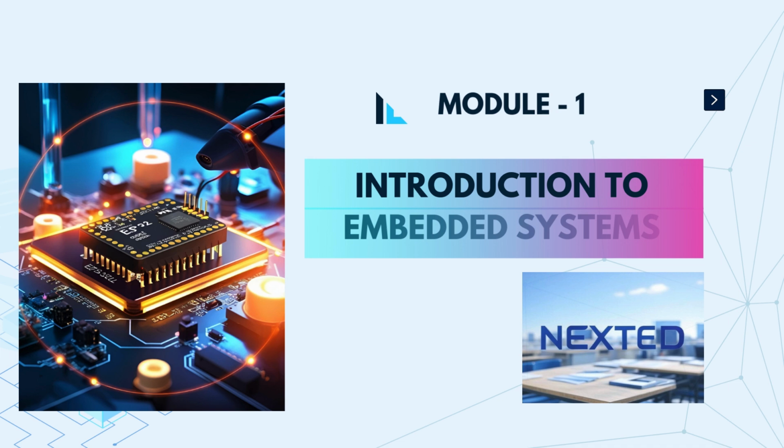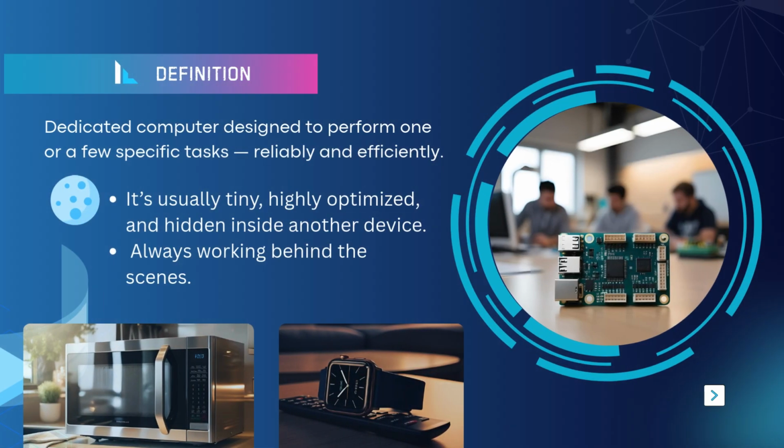Today, we're starting your journey into embedded systems, the very foundation of smart devices and IoT. So, what is an embedded system? An embedded system is a computer system designed to do one specific task. It's not your regular laptop or desktop, it's usually tiny, highly optimized, and hidden inside another device. Think of it as the brain inside your washing machine, microwave, or smart bulb, always working behind the scenes.